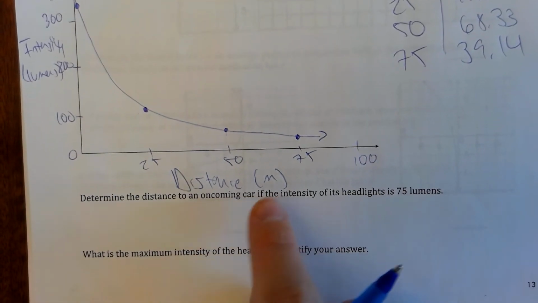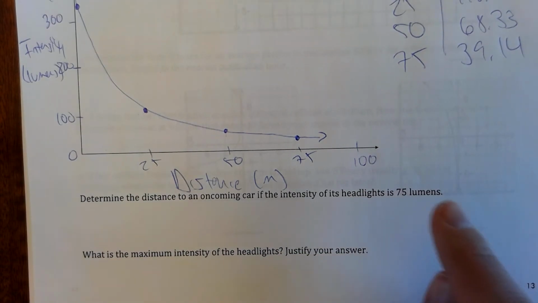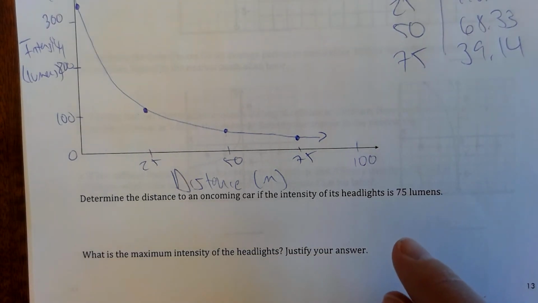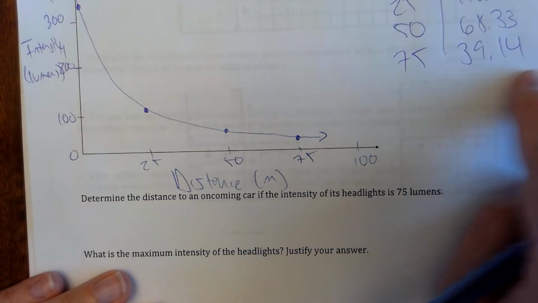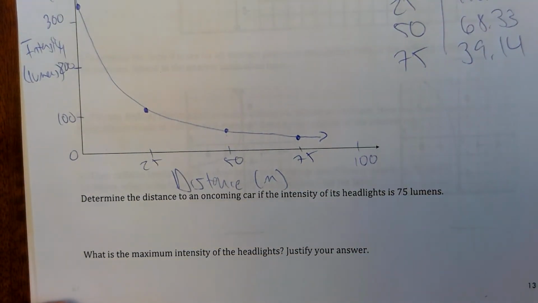All right, let's try some of these now. Determine the distance of an oncoming car if the intensity is 75 lumens. How handy is that? Did not expect that to happen. I do have the answer right there because I already found it, but let's pretend we didn't, so we can practice our skills a little bit.